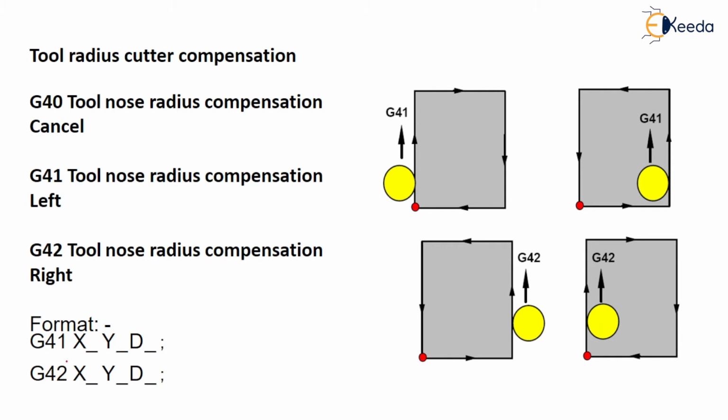So how is it G41? Because the tool is moving this side, and if the arrow mark is this side, this is our right side and this is our left side. For this case also, if you observe, we are doing the pocketing work. So if you observe the arrow mark, on the right side this is the right side and this inside is the left side, because the tool is moving from the inside.